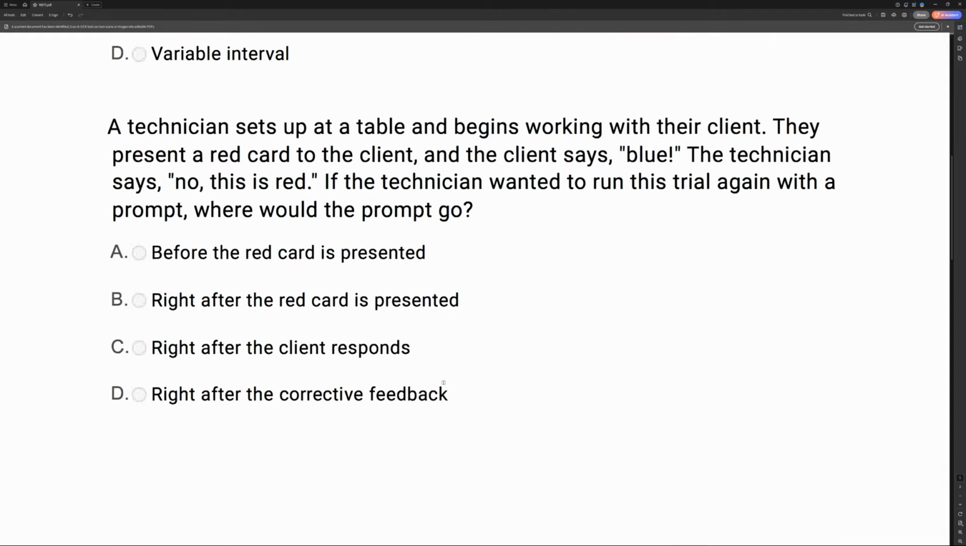A technician sets up at a table and begins working with their client. They present a red card to the client and the client says blue. The technician says, no, this is red. If the technician wanted to run this trial again with a prompt, where would the prompt go?